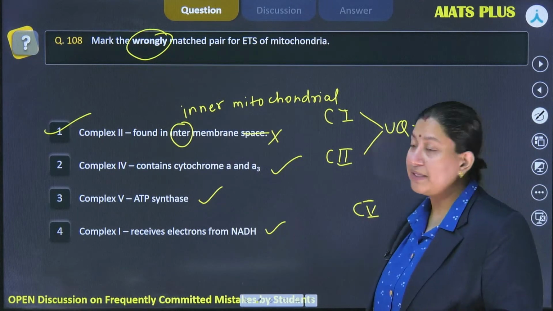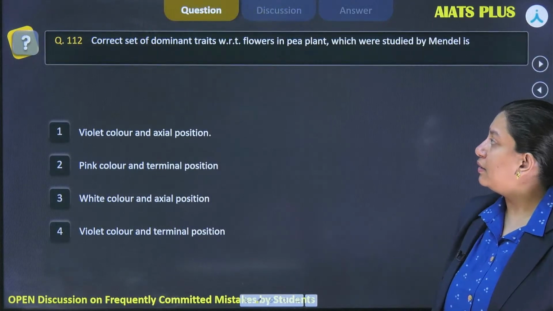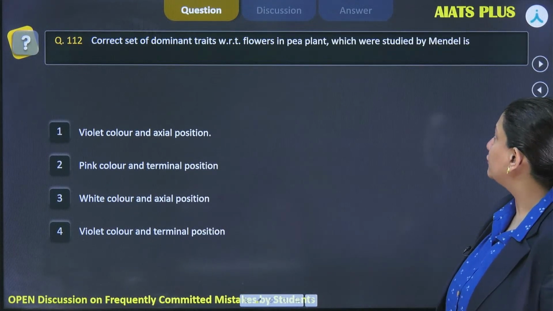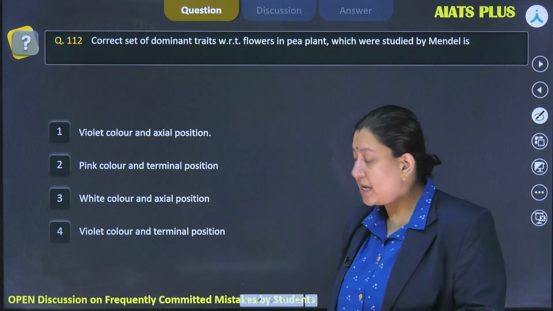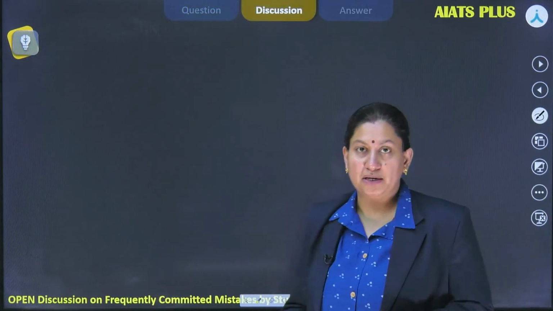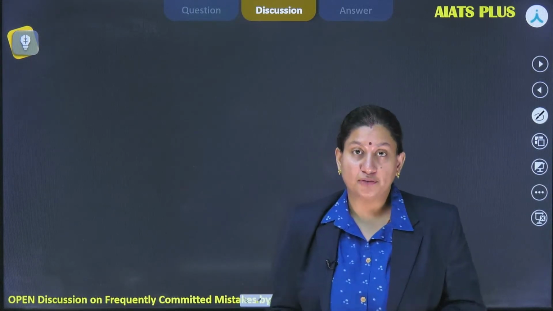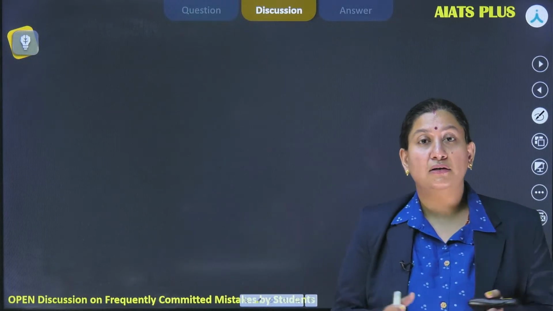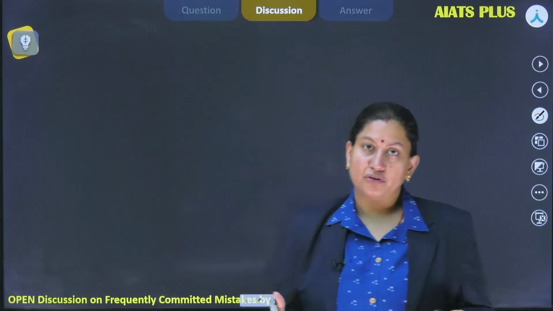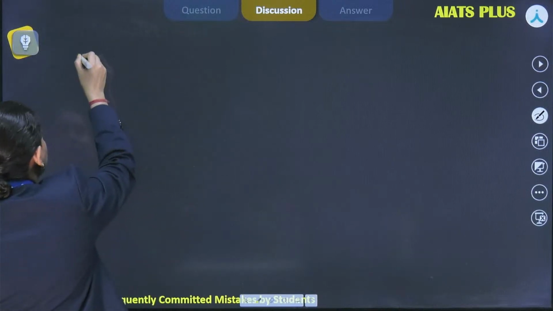Okay. So in the meantime, let's talk about the next question, which says that the correct set of dominant traits with respect to flowers in pea plant which was studied by Mendel is, right. So when we talk about Mendelian genetics, firstly he chose pea plant because of certain reasons. First, because of its availability, then the presence of the contrasting traits, then the presence of the short life cycle and a huge number of progenies in one cross only, right. So when Mendel chose characters, he chose 7 of them.